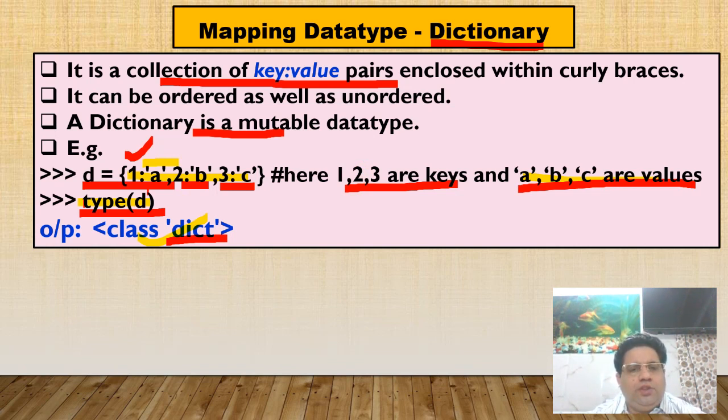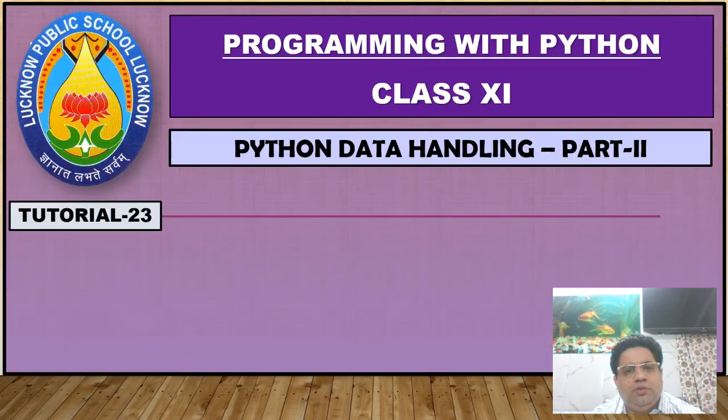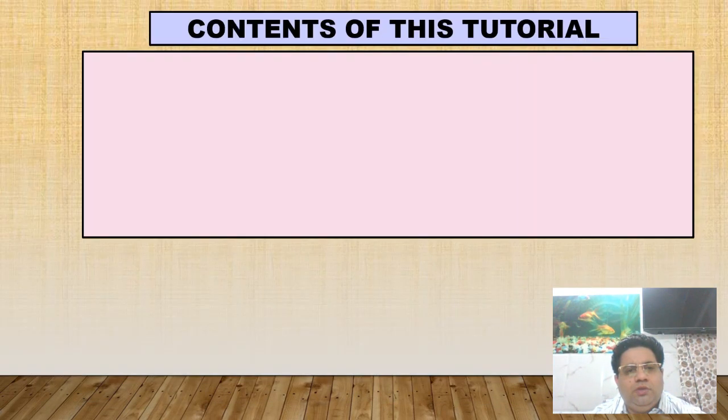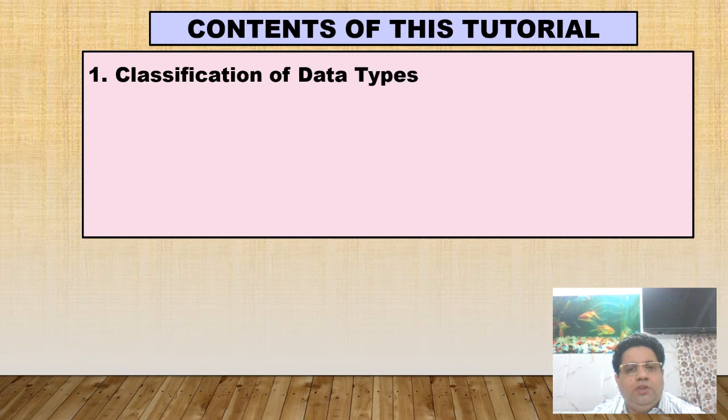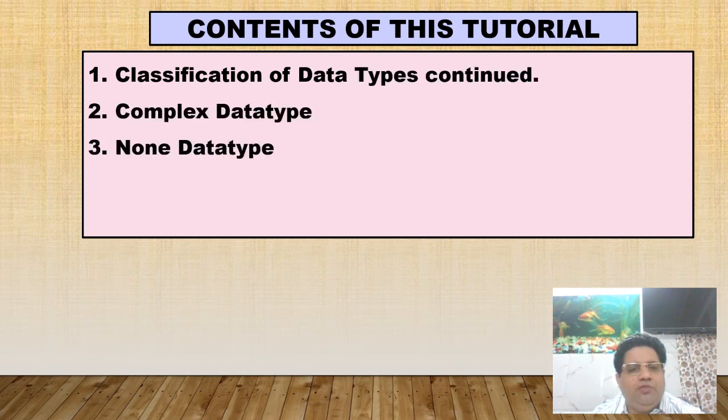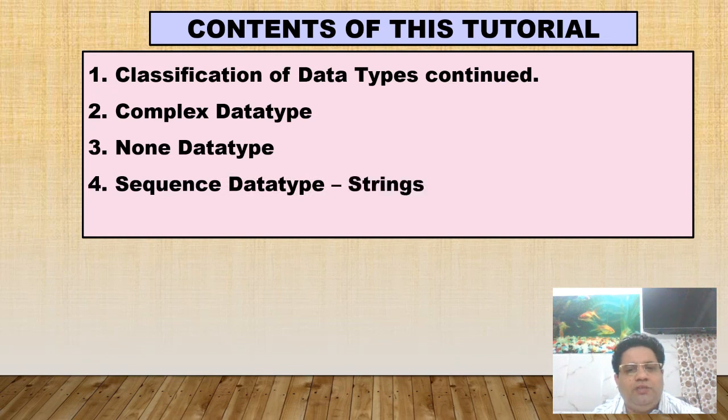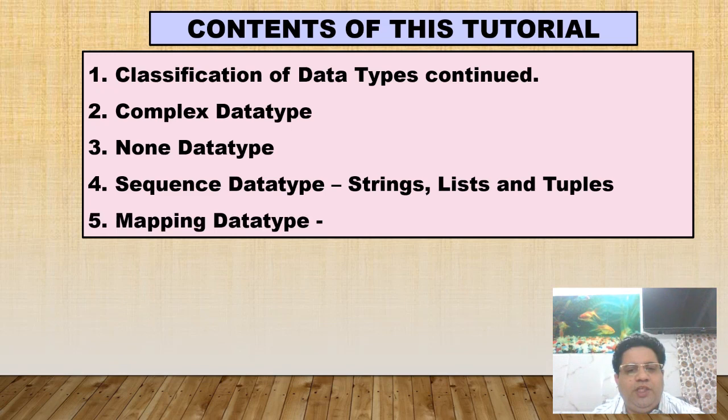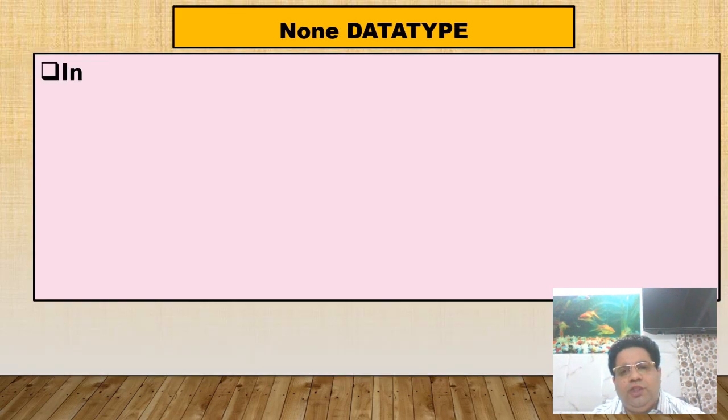So in this tutorial what have we studied? We have studied the classification of data types, then we have studied what is complex data type, then non-data type. In sequence data type we have studied string, list and tuples in short, and then mapping data type, which is dictionary. So that's all for today.